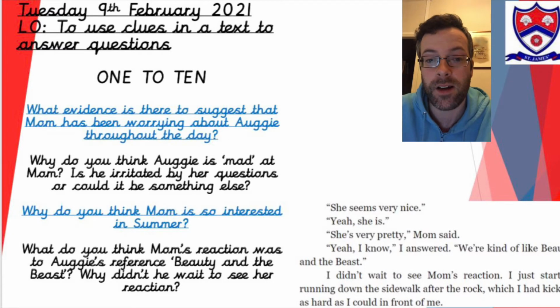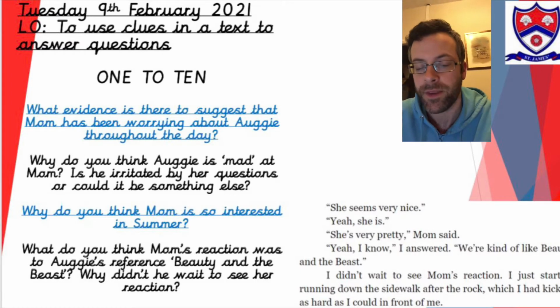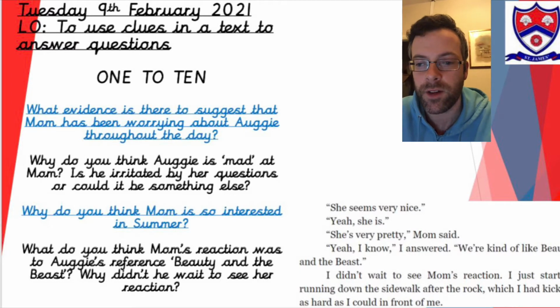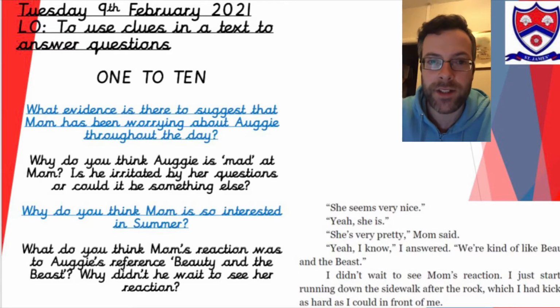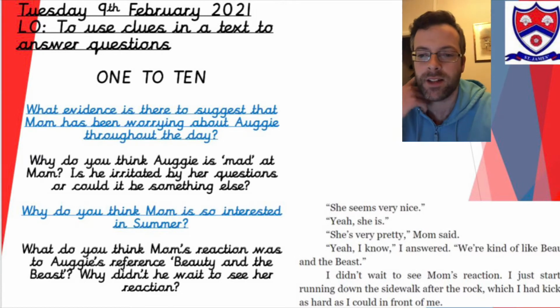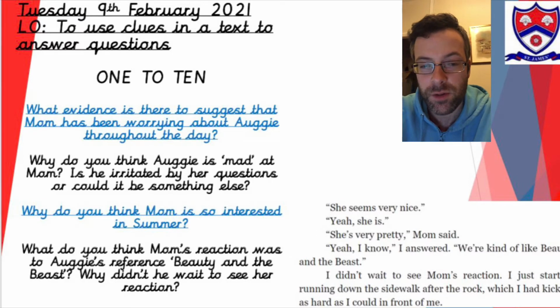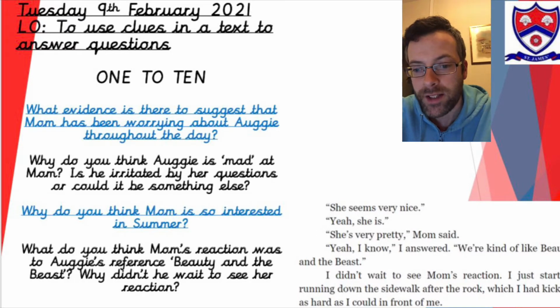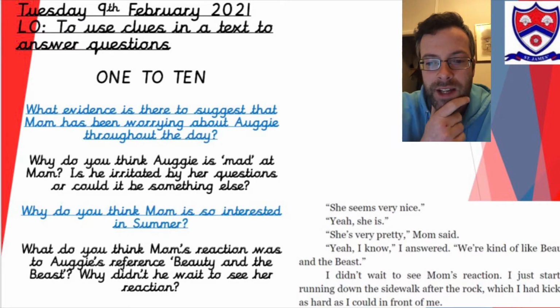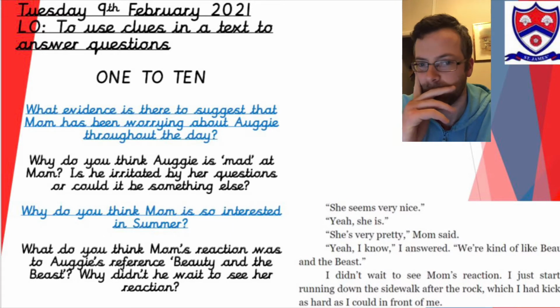And that is the end of the first chapter we're reading, 1 to 10. So thinking about those questions, what evidence is there in the text? You'll have to go back near the beginning to suggest that Mum had been worrying about Oggy throughout the day. Question 2, you just have to think about. Why do you think Oggy's mad at his mum? Is he irritated by her questions, or could it be something else?